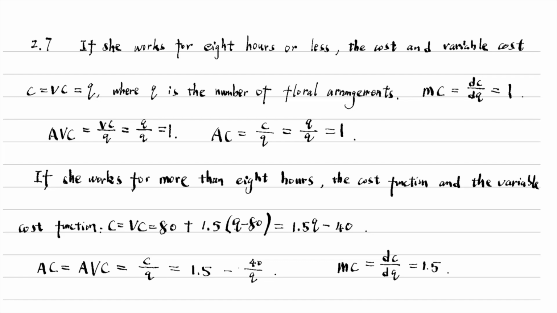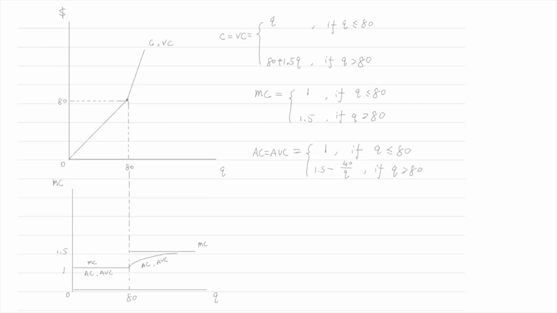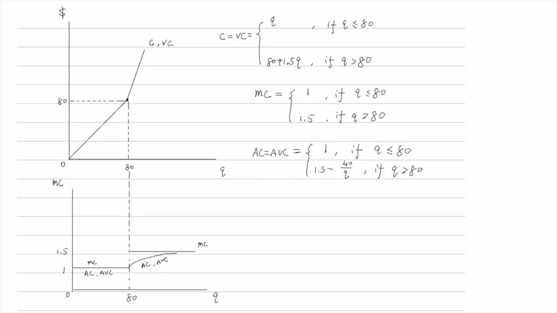The total cost curve and the variable cost curve are identical in the upper graph. The marginal cost curve is horizontal. The average cost and the average variable cost are identical and have a kink.